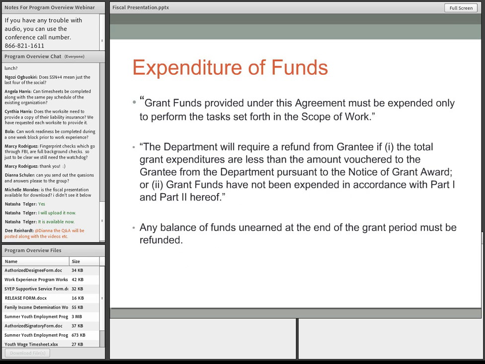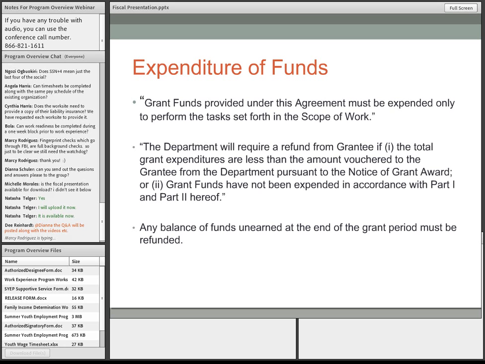As far as expenditures of funds, they have to be expended on only those tasks set forth in your scope of work. We will require any refunds to be sent back to us for any revenue that you've received in excess of any expenditures that you have posted to your accounting system or that you have documentation for. So any unearned funds at the end of the grant period, you'll have to refund.